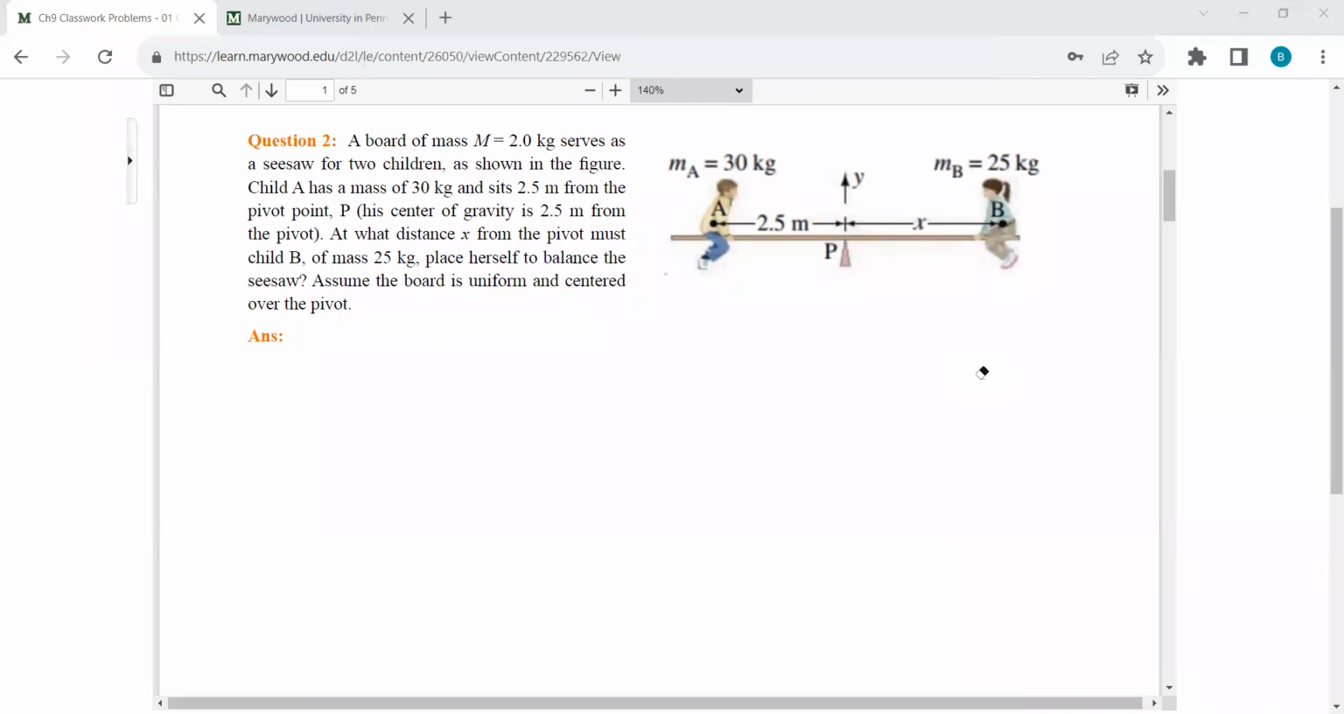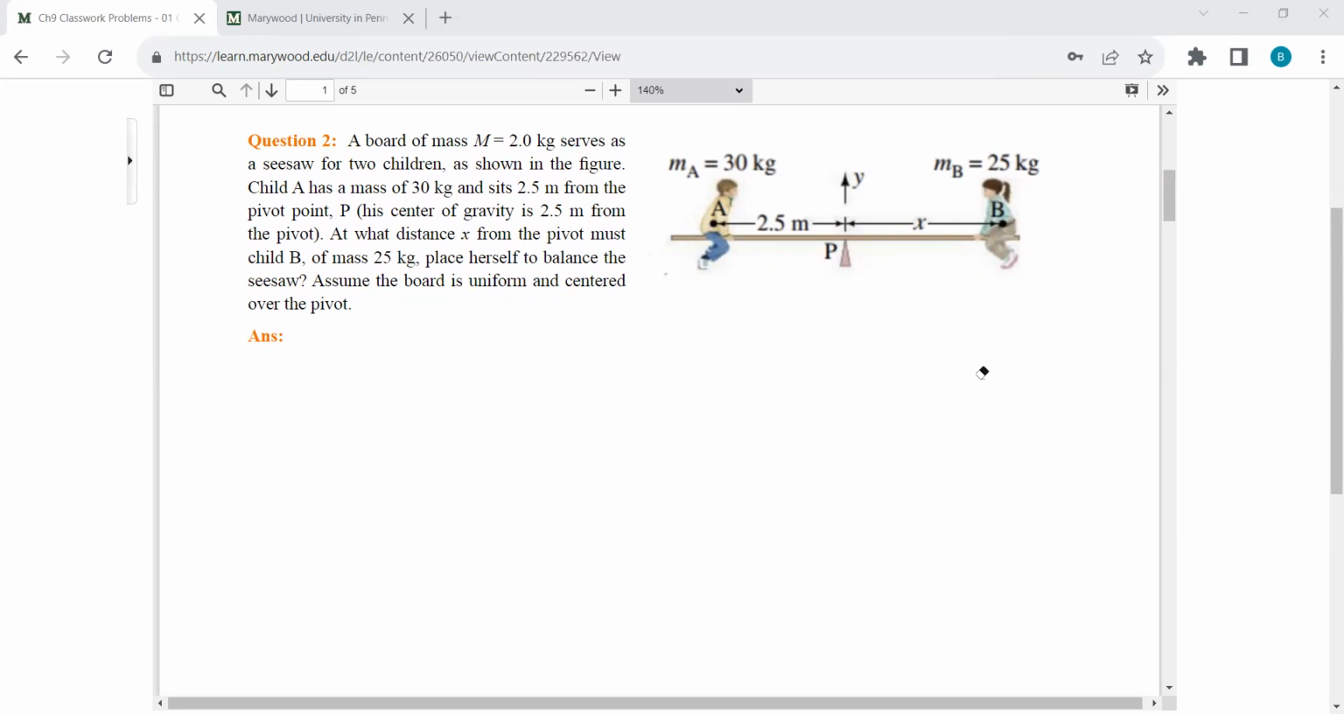All right, so this is the next one. So here we have a seesaw board. Okay, two children on two sides. Okay, and the seesaw is in balance position. So that means the seesaw board with the children are in static equilibrium. Okay, so we have three conditions to solve the static equilibrium problem, right?